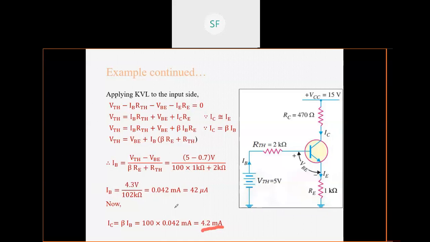Okay, so we have seen the voltage divider biasing circuit and how to solve it by using two methods also, method 1 and method 2. So this particular topic is completed here. Now we will move towards our next topic.